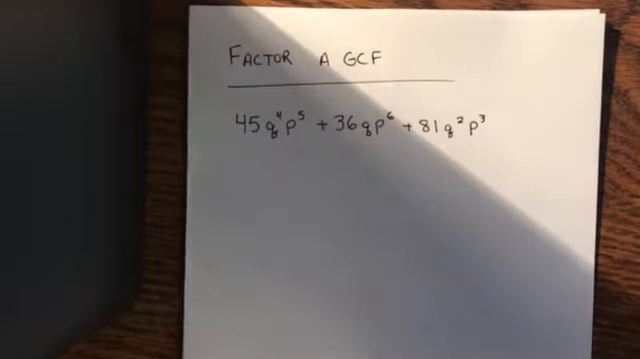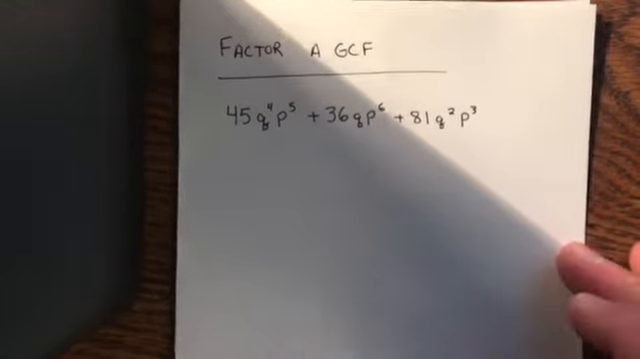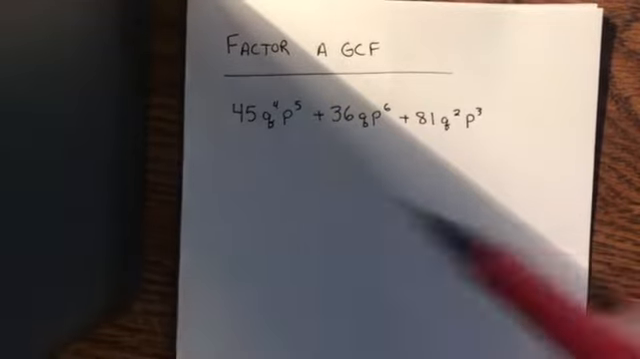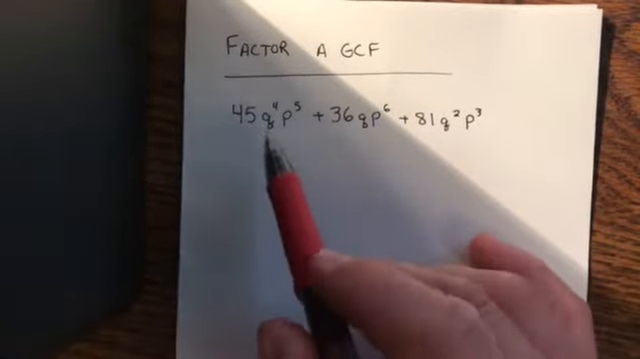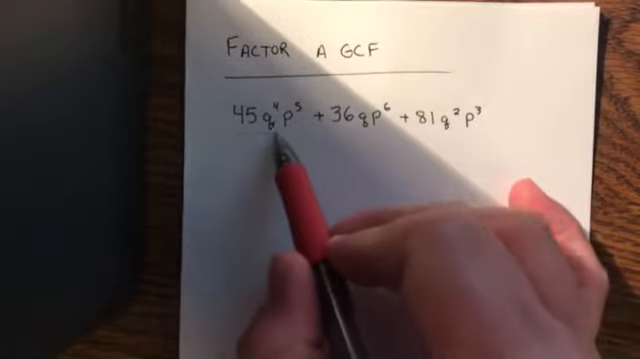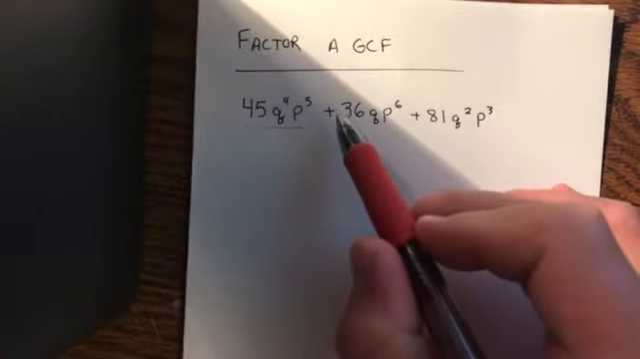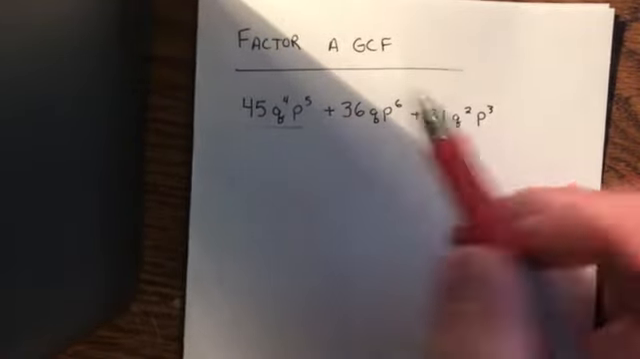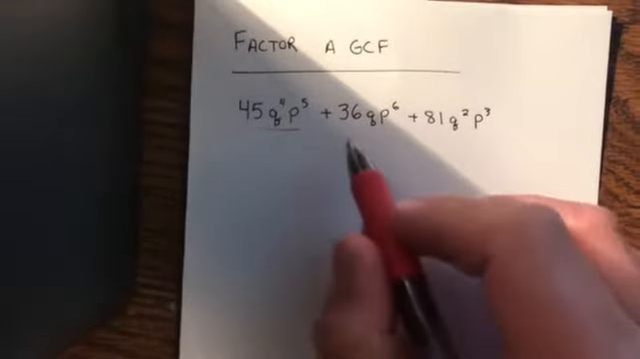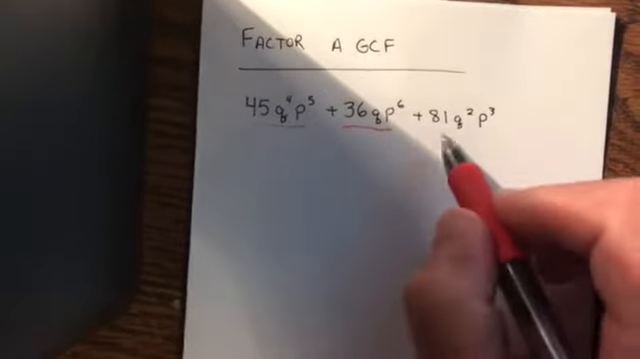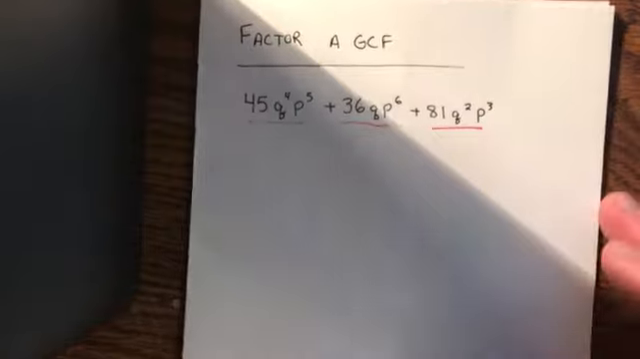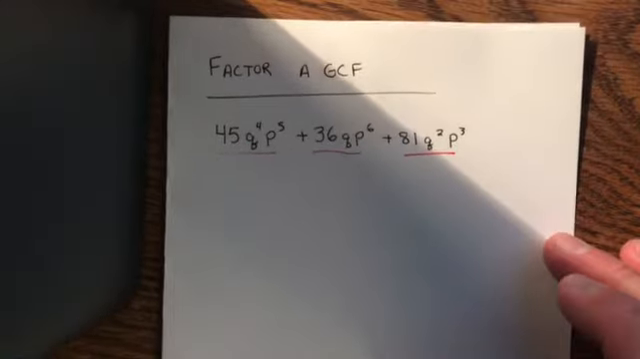Okay, hello everyone. So today we are factoring a greatest common factor. You'll notice on this problem there are three different terms. So I would call this a term, and then this addition or subtraction symbol will separate the terms from each other. So we have one term here, we have a second term, and a third term. So we would refer to this as a trinomial because there are three terms.